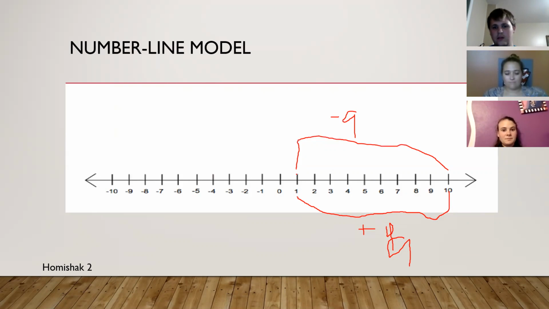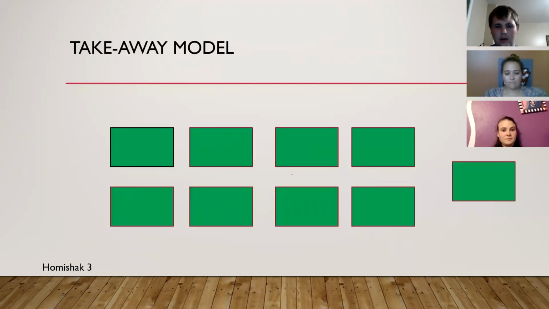It's just to move the numbers into a model like this and then just plug in the values and follow along. Next model is the takeaway model. Now here we have 9 blocks, but if we wanted to say take away these 4 blocks, you would only have 5 blocks left. Similarly, if we got rid of these, you would have your 9 blocks back.